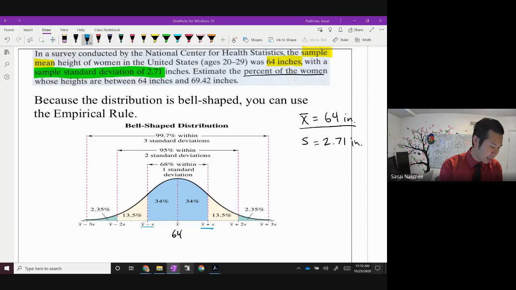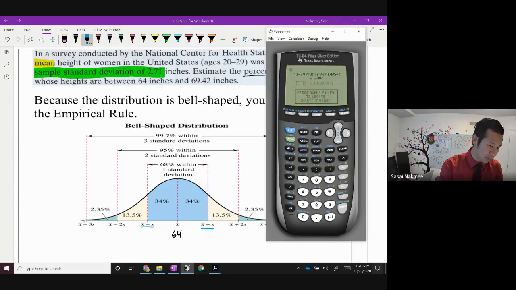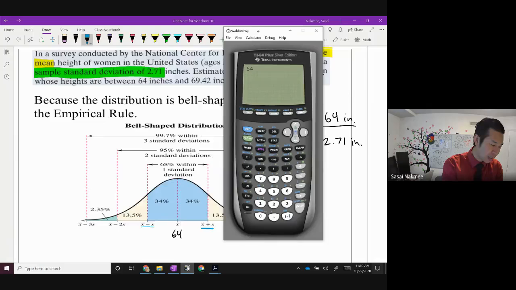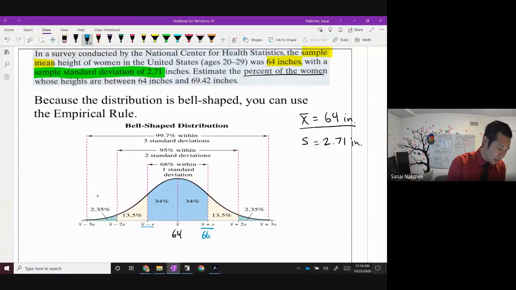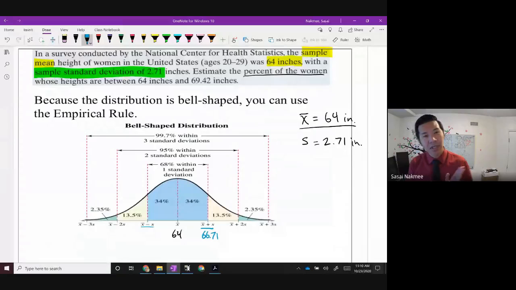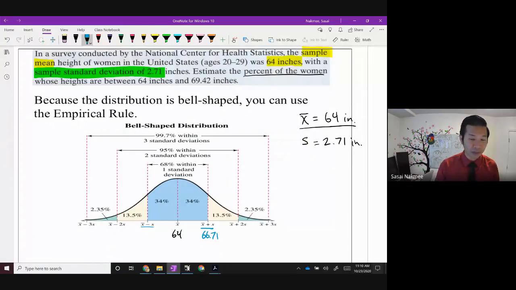So check this out. I open up my calculator. My mean is 64. We just found out the standard deviation is 2.71. If I add that to my mean, I get this number, 66.71. What that represents is one standard deviation, 66.71. That's one standard deviation above the mean, right?